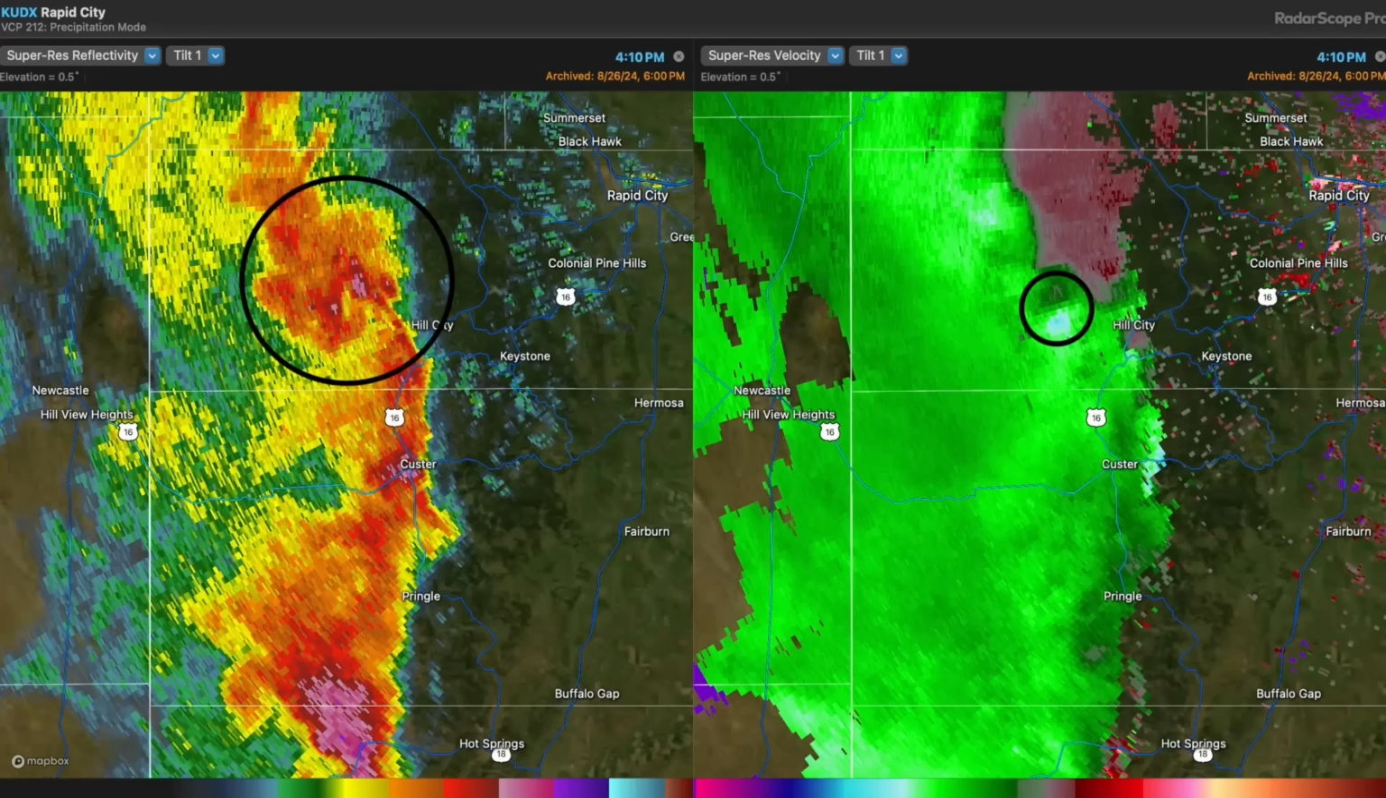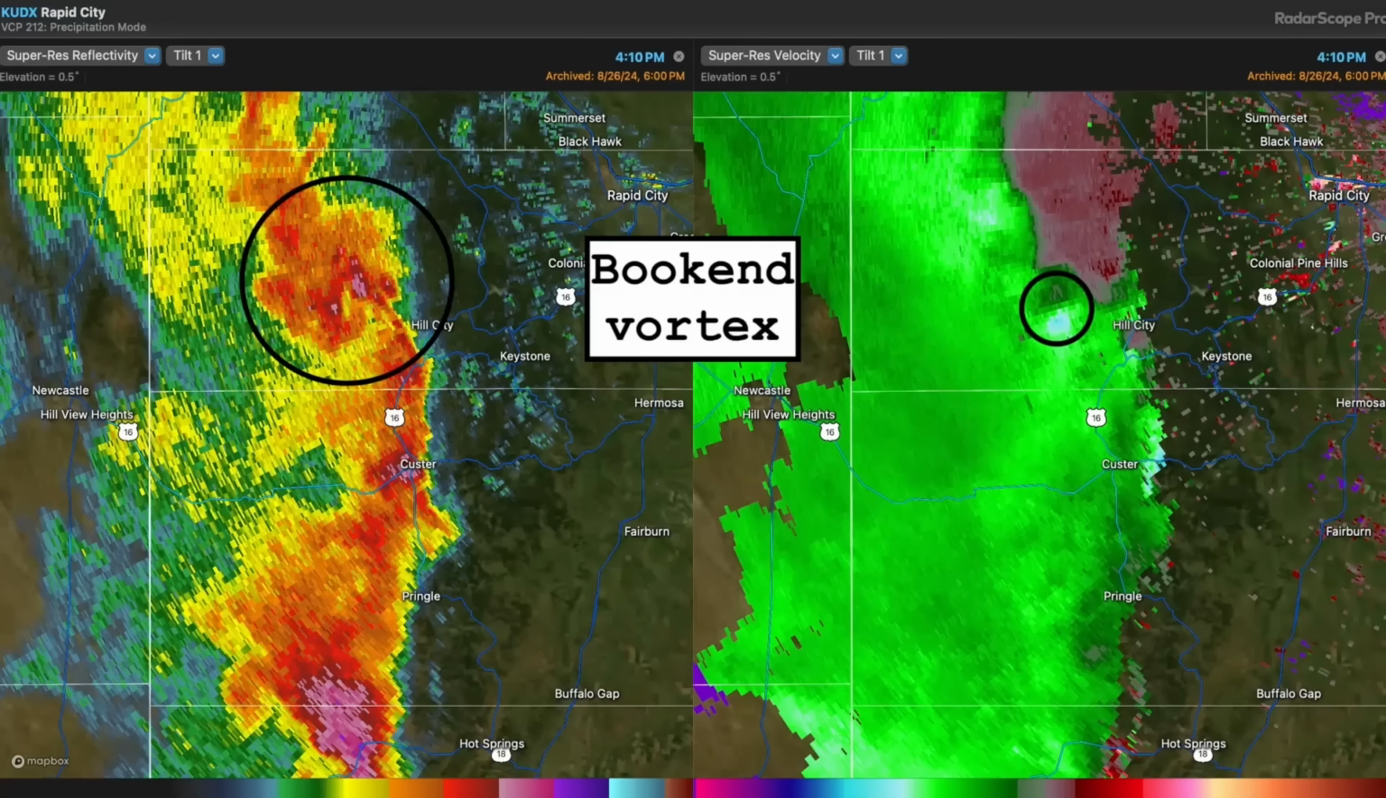Sometimes an area of cyclonic rotation can develop at the northern end of a bow echo, which is called a bookend vortex. Bookend vortices can produce significant damaging winds and tornadoes.